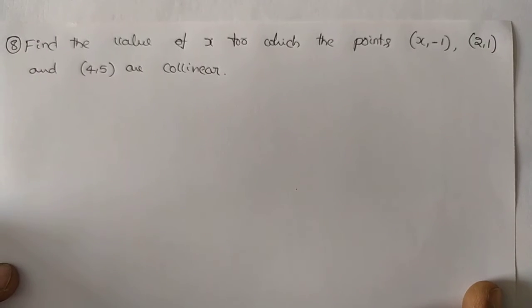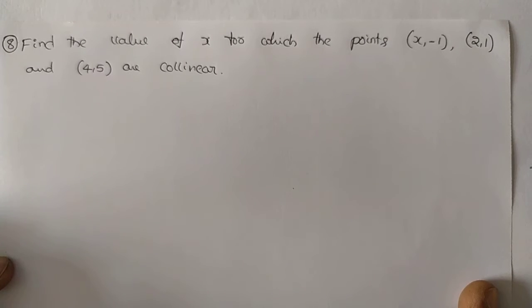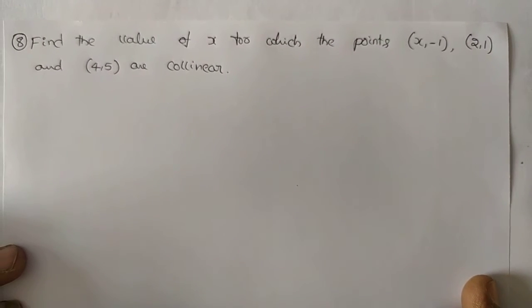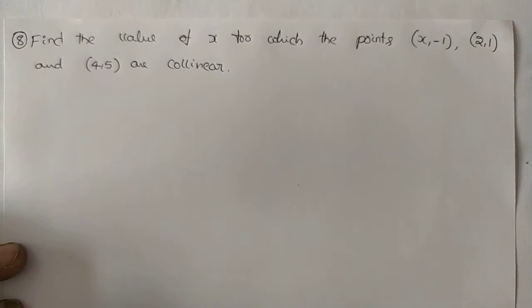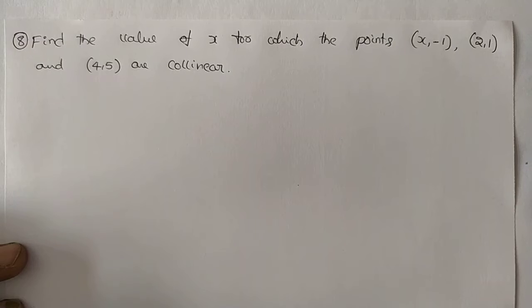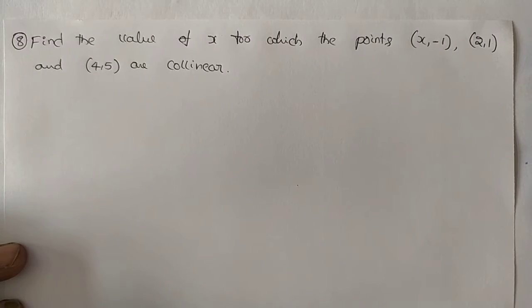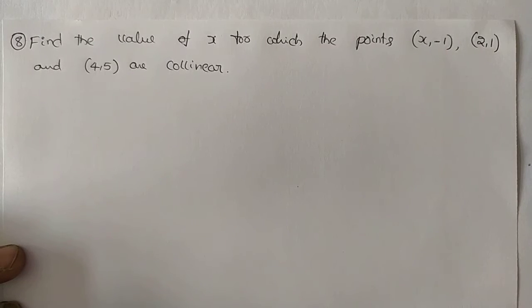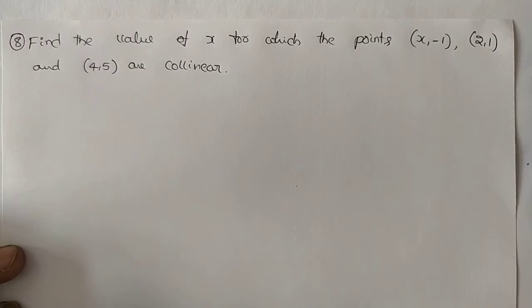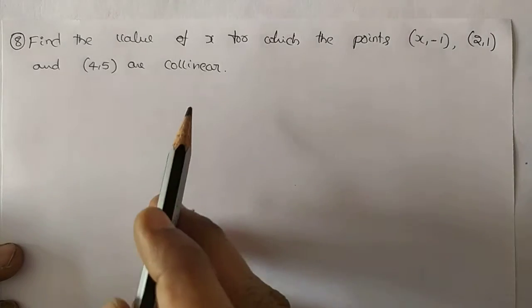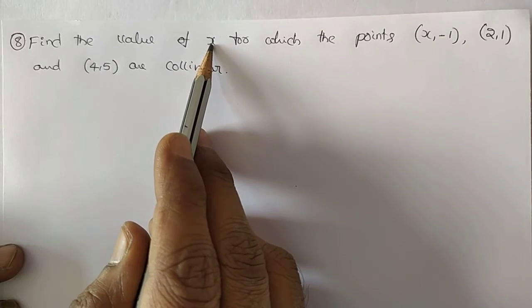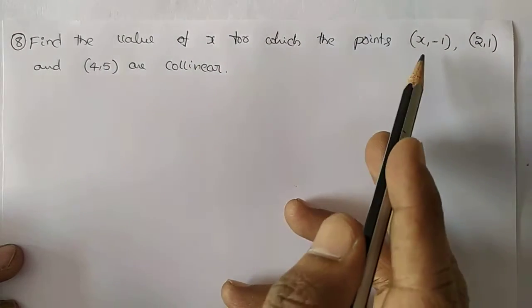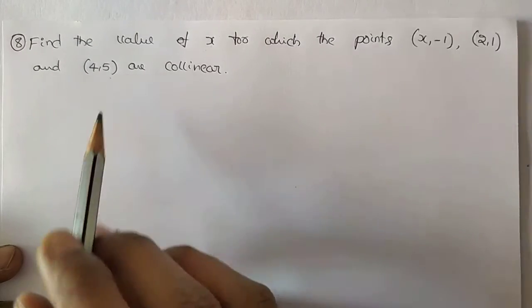Here we have the 8th question. Find the value of x for which the points (x, -1), (2, 1) and (4, 5) are collinear. Just see the condition for collinear. What is meant by collinear? If three or more points lie on the same line, then you can say that the points are collinear. In the question, he said we have to find the value of x, and he has given that these three points are collinear.